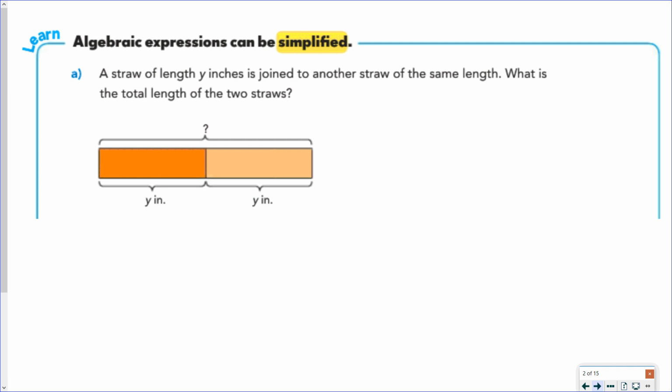So what we're going to try to do is make these algebraic expressions as small as possible. If we have a straw of length y inches and we join it to another straw of the same length, we want to find the total length of the two straws. One thing you could do is take the length of the first straw and add it to the length of the second straw. If you remember back to when you were first learning how to multiply, if you had 4 plus 4, you could rewrite that as 4 times 2. In this case, we are adding a number to itself, so we could multiply that by 2. So y plus y is 2y.